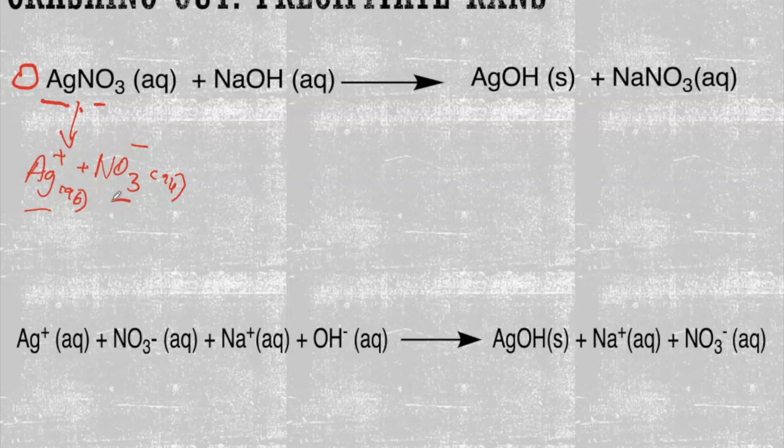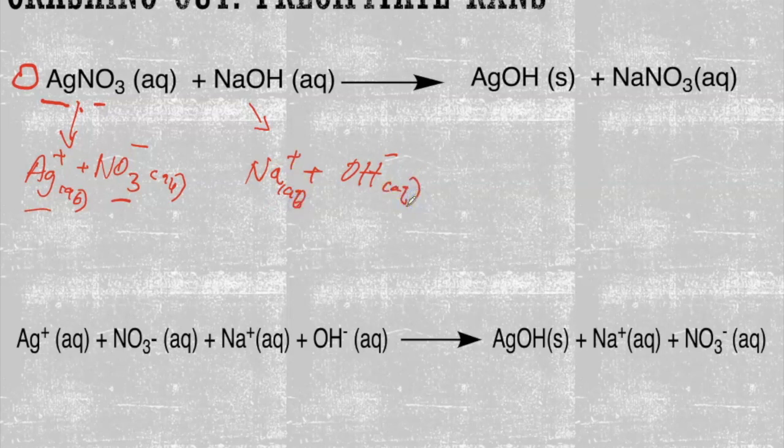So that's how we know how silver is going to ionize and how many ions are going to form in solution. The same goes for sodium hydroxide. We know that sodium has a +1 charge because it is in group 1. And if we look at table E, we know that hydroxide has a -1 charge. Again, putting aqueous here.